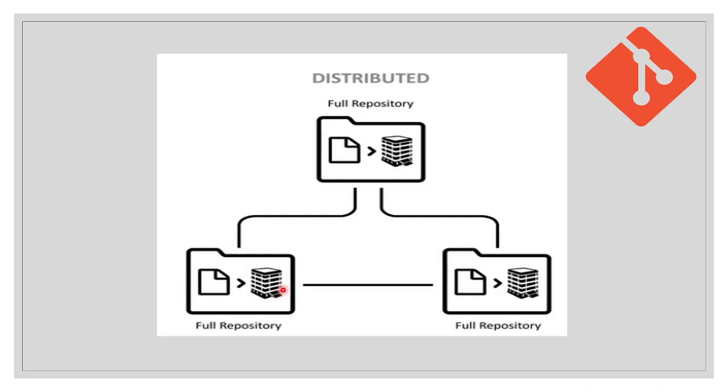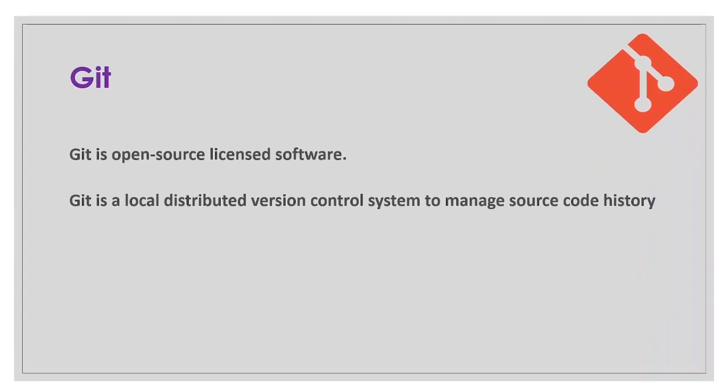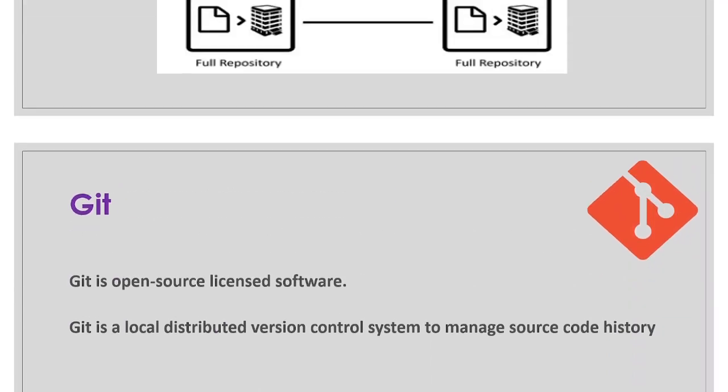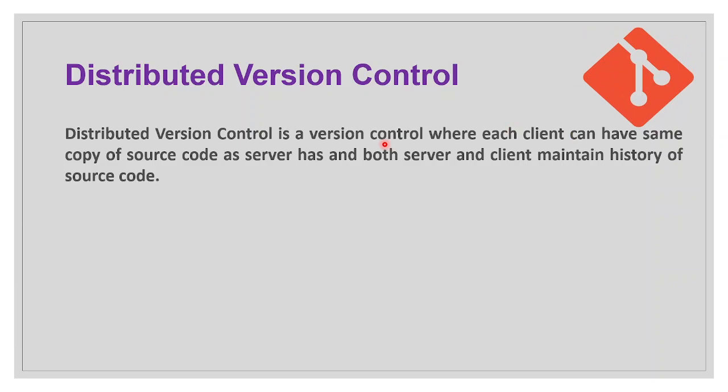Even if the server goes down, we'll still proceed by committing the changes into your local. Whenever the server is available, we can push those changes to the remote. So Git works in a distributed way. So what is Git? Hope we are clear about this.